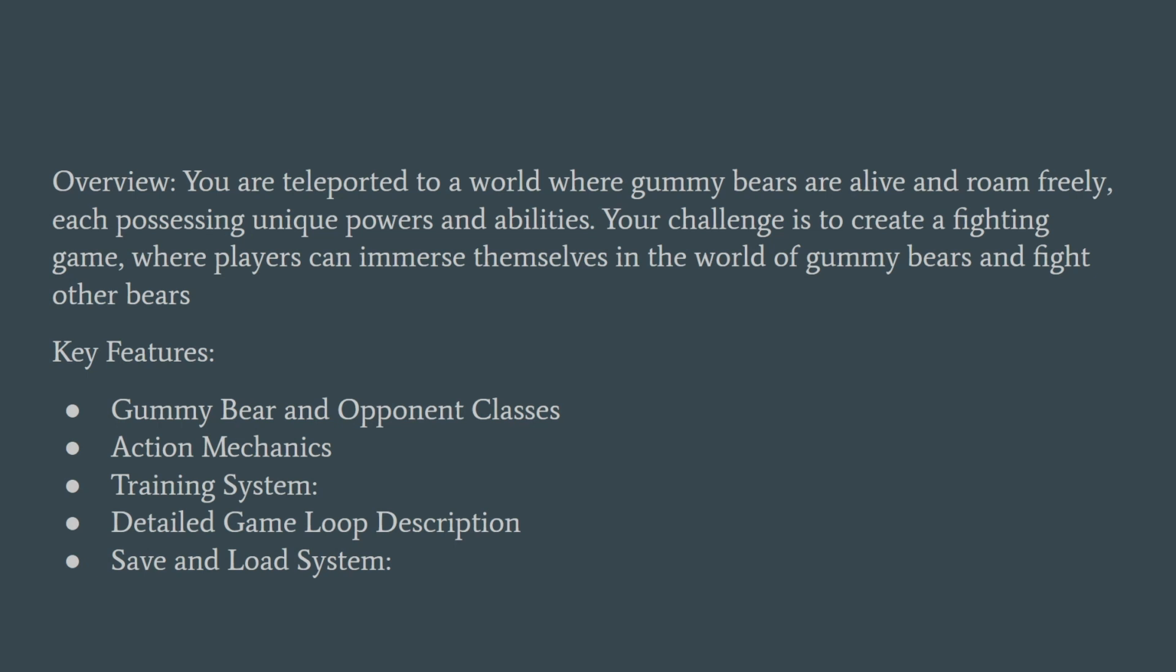The features are that you must have a gummy bear and opponent classes, action mechanics, a training system, and a detailed game loop description, which includes the initialization, main menu, battle phase, training phase, progression check, and load and save functions, such as the system down there.